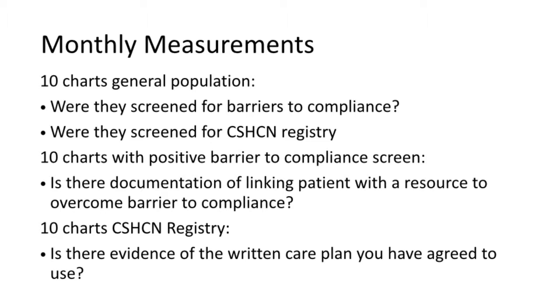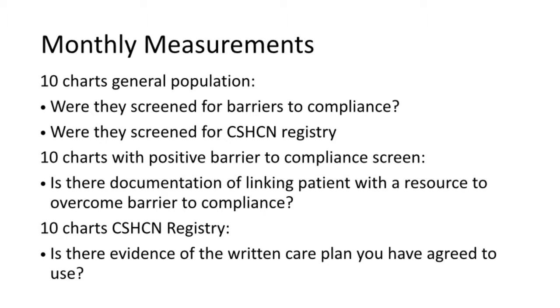Then monthly, you're going to get 10 charts from your general population and see, okay, were these people screened for barriers to compliance? Were they screened for the chronic disease registry? Another 10 charts of people who had a positive barrier to compliance. Is there documentation that we link these kids with resources to overcome their barrier to compliance?